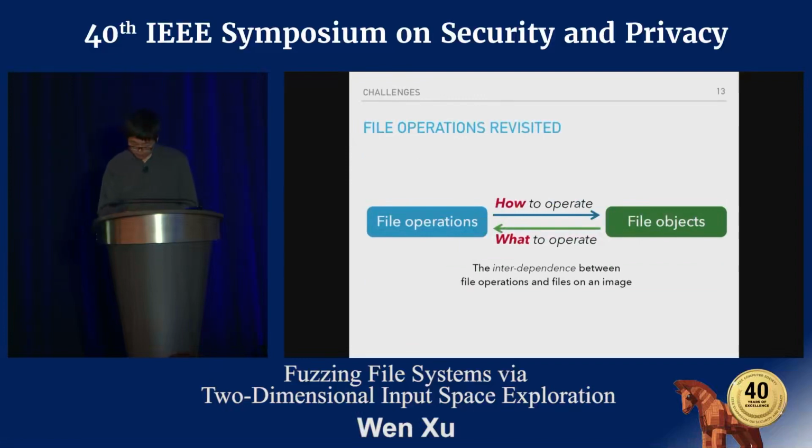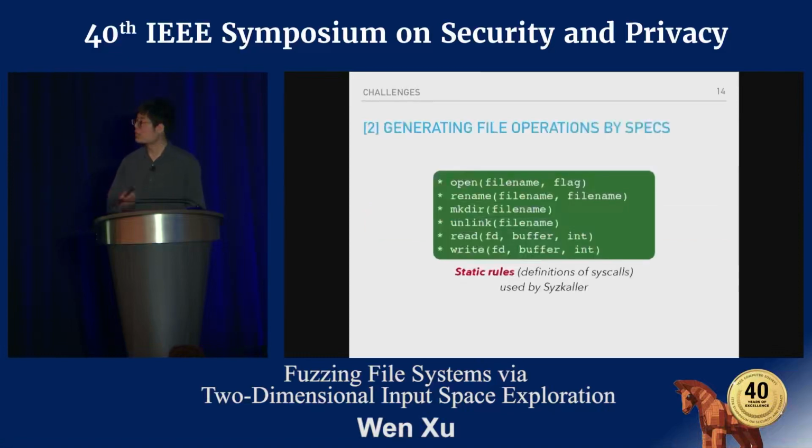Next, we'll talk about fuzzing file operations. In fact, file operations are a list of system calls to be invoked on some file objects in the image. So there is some interdependence between these two sides. The file operations decide how to operate on these file objects, and the file objects also decide what file operations can operate on them.